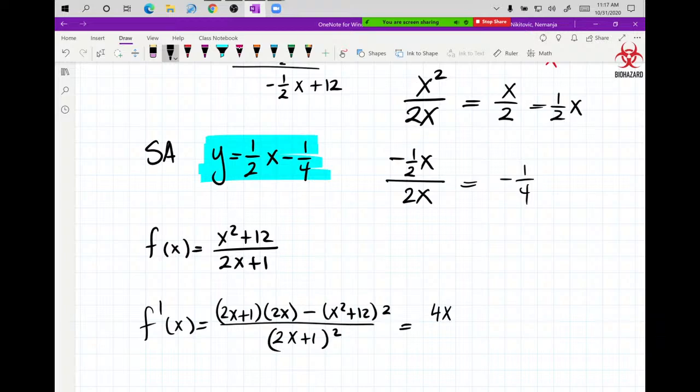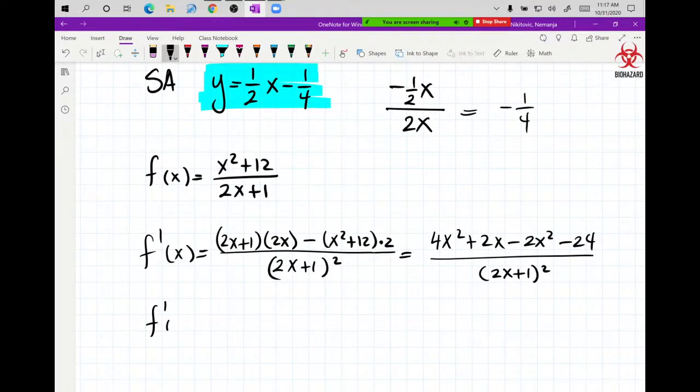That's going to be 4x squared plus 2x minus 2x squared. Right, this one needs to distribute. That's not a square, that's times 2 from the derivative of the, there we go. So minus 2x and then minus 24 divided by the same (2x plus 1) squared. And I need this as simplified as possible because I need to find the second derivative as well. So that's 2x squared plus 2x minus 24 over (2x plus 1) squared.